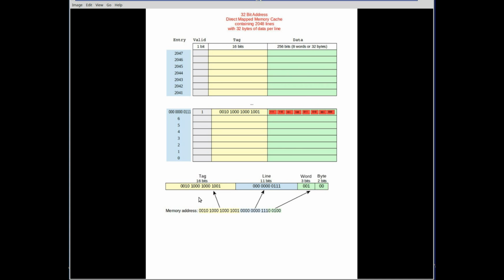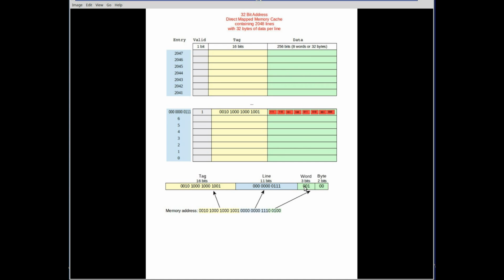Okay, in a direct mapped cache, the CPU is going to present the cache system with an address. Here is an address, all right? And we've colored it to indicate different parts. The cache system, this particular cache system, will pull off the tag, the first 16 bits. It'll pull out the line, which is the next 11 bits, and it will take note of the word and byte. The byte is the byte in word.